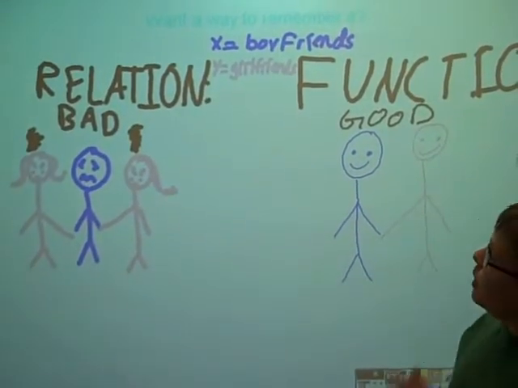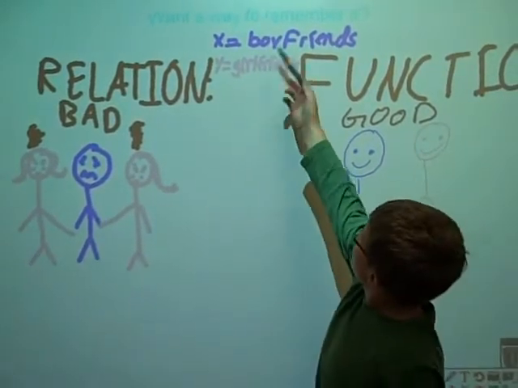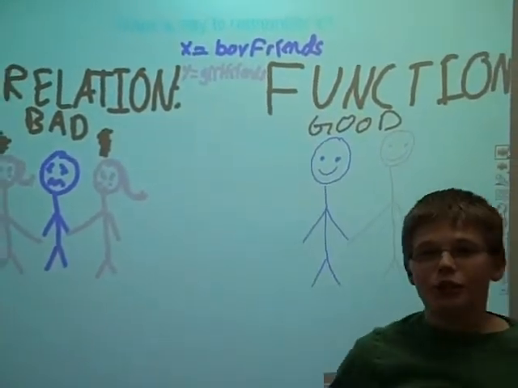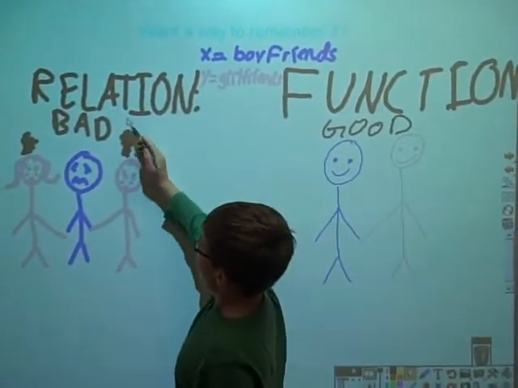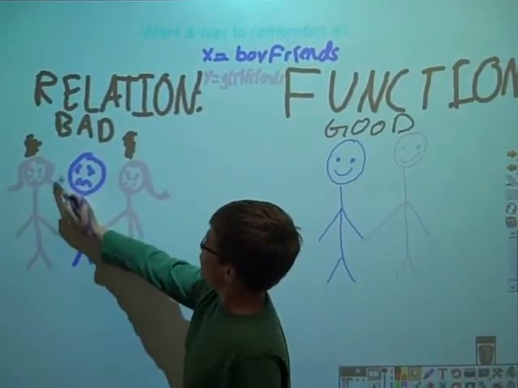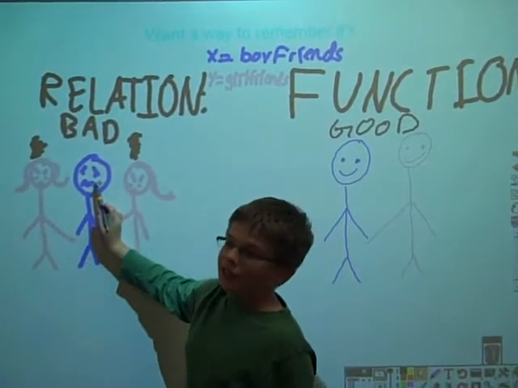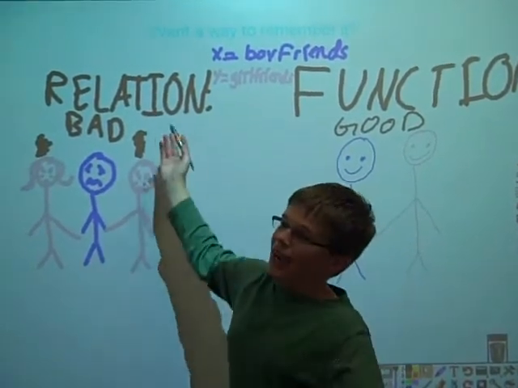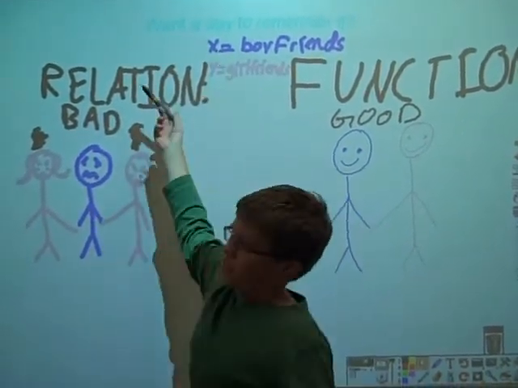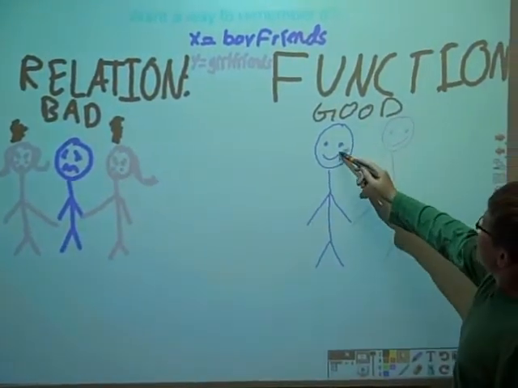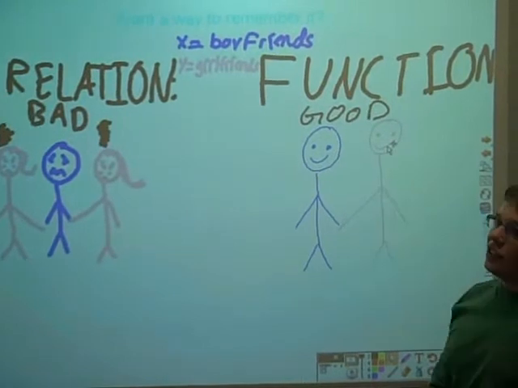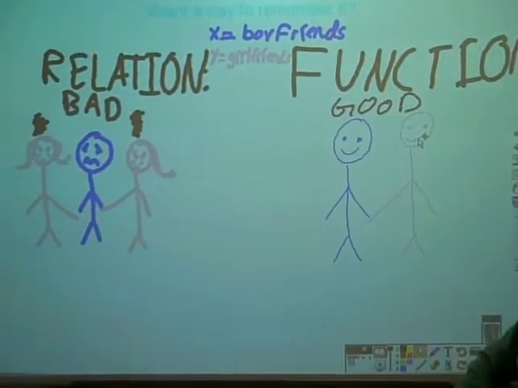So if you want a way to remember it, let's say that x equals boyfriends and y equals girlfriends. So in a relation, you have more than one girl to every boy. So these girls are going to be kind of mad, and so you label a relation as being bad. Whereas with a function, there's one boyfriend to every girlfriend, so we're all happy there.